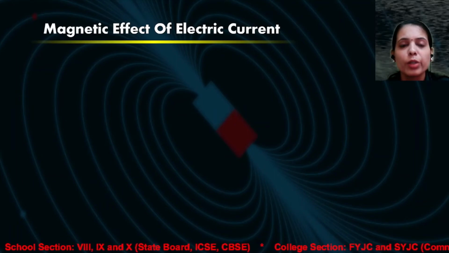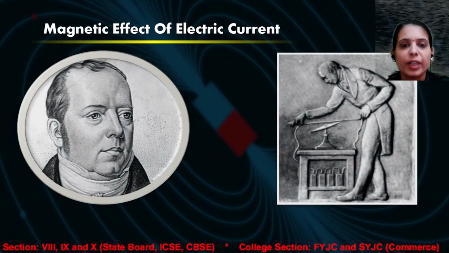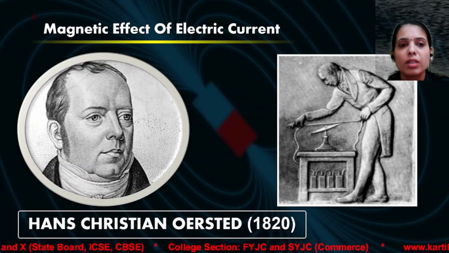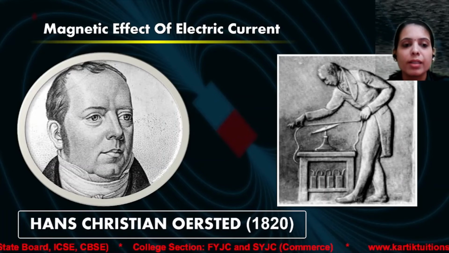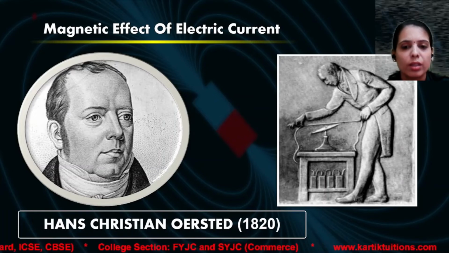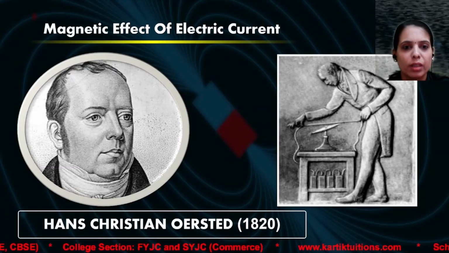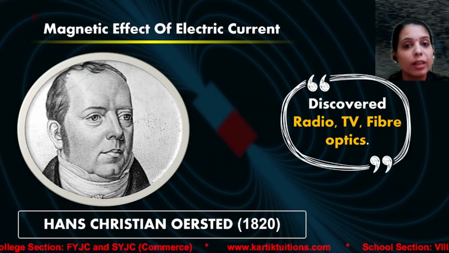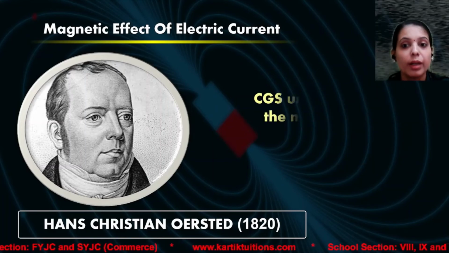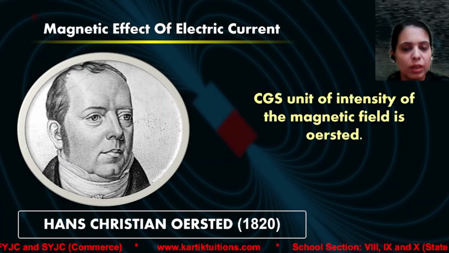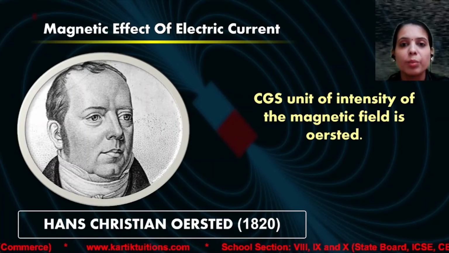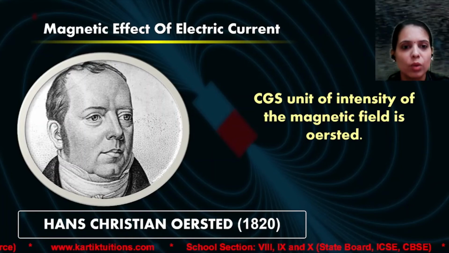Now coming to the main topic of magnetic effect of electric current. This effect was first discovered by the scientist Hans Christian Ørsted in the year 1820. He was the one to discover the radio, TV and the fiber optic. And hence, to honor his work, the CGS unit of intensity of magnetic field is named after him, that is Ørsted.